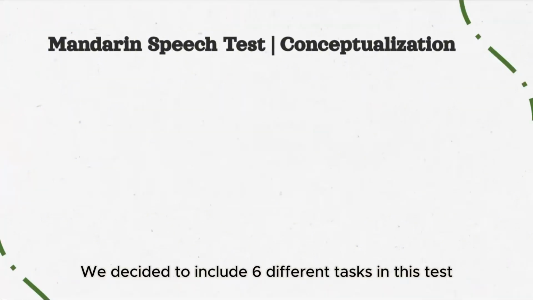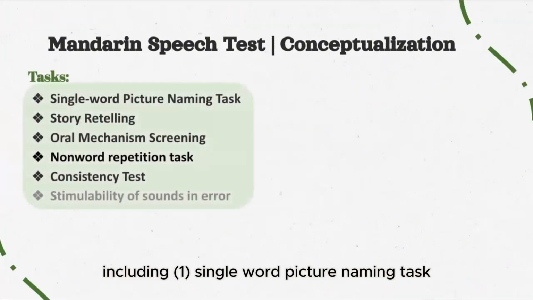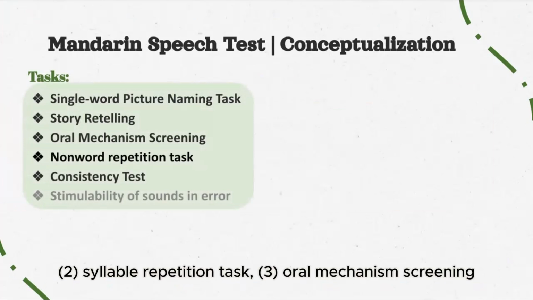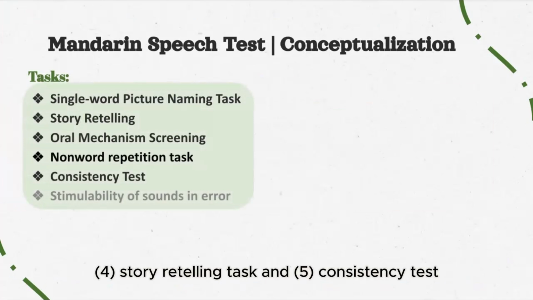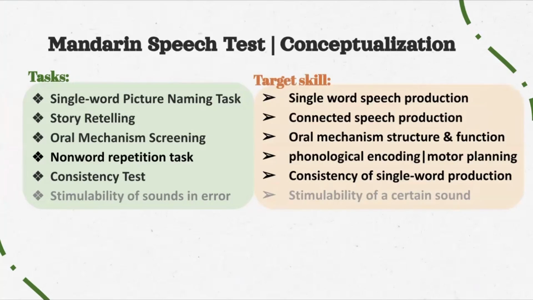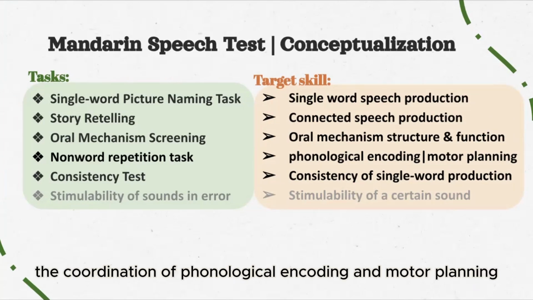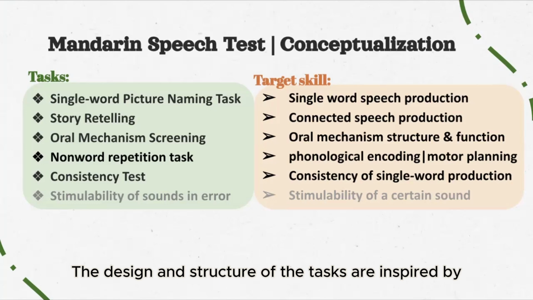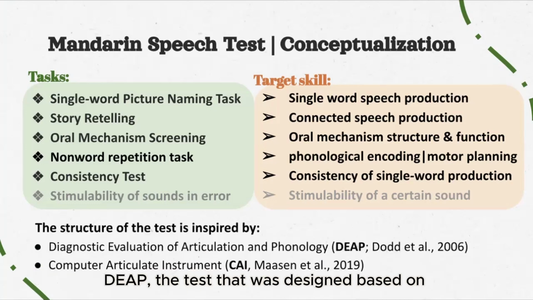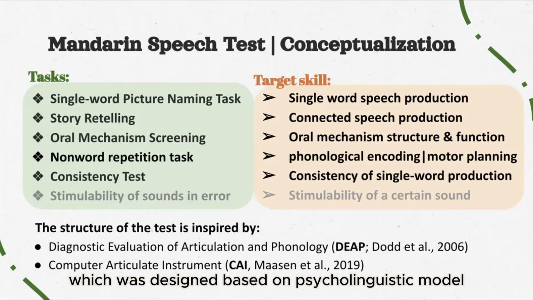We decided to include 6 different tasks in this test, including single-word picture naming tasks, syllable repetition tasks, oral mechanism screening, story retelling test, and consistency test. These 6 tasks target children's speech productions of single words and connected speech, their oral motor function, the consistency of their single word productions, and their coordination of phonological encoding and motor planning. The design and structure of the tests are inspired by DEAP, the test that was designed based on Dodd's model for differential diagnosis, as well as the Computerized Articulation Instrument, which was designed based on a psycholinguistic model.